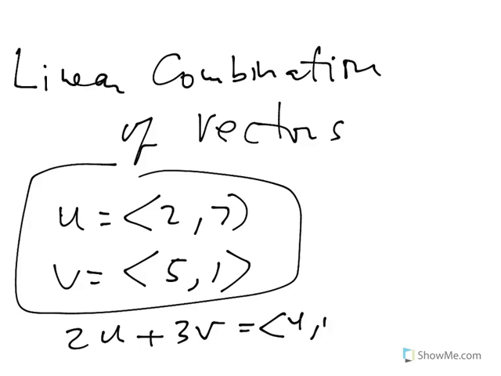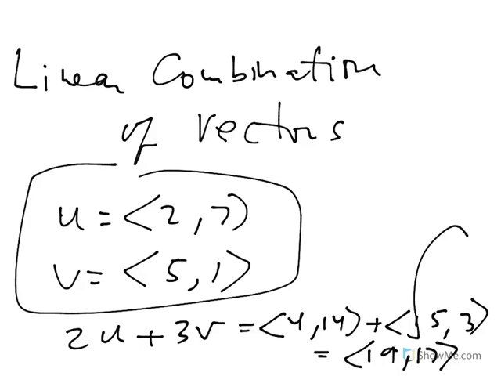2u is the same thing as 4, 14. 3v is the same thing as 15, 3. And when I add them together, I get 19, 17. So 19, 17 can be written as a linear combination of the vectors u and v.